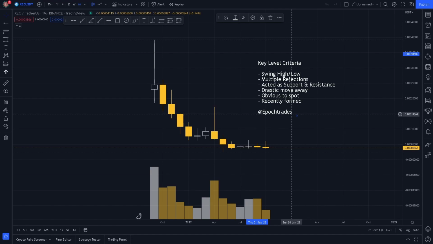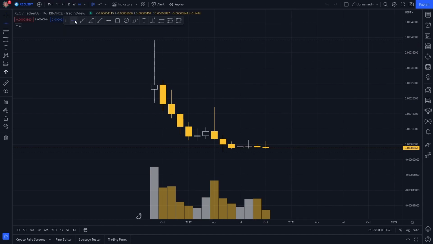Today we're going to be covering key levels on the monthly and weekly time frame for XEC. So as always, our key level criteria: we look for swing highs and swing lows, multiple rejections, acted as support and resistance, drastic moves away, obvious to spot, and recently formed. So let's go ahead and hop right in.